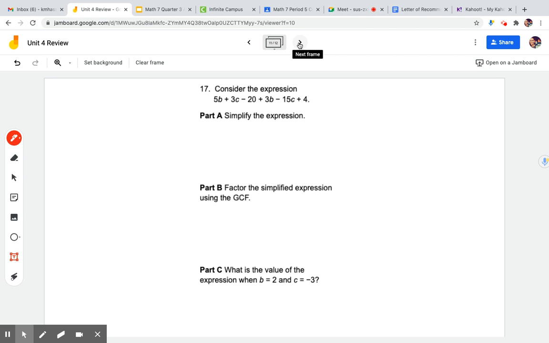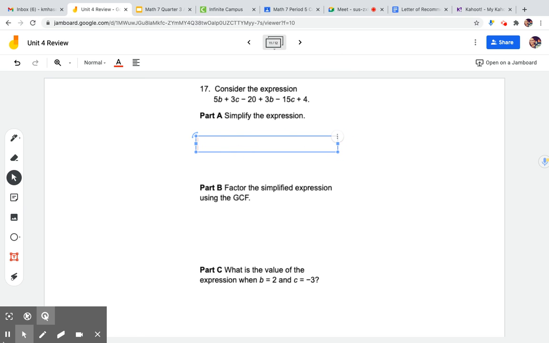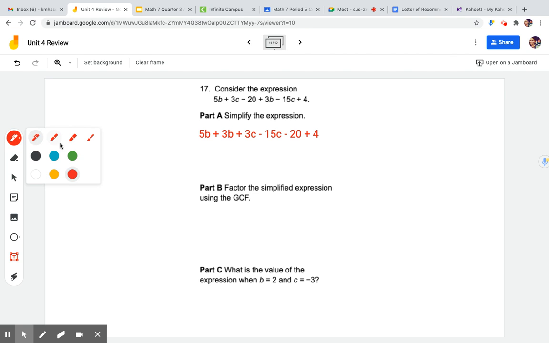Number 17. Oh boy, love this one. Here we go. For part A, we're going to simplify, so we're going to combine like terms. Let's go ahead and use the commutative property to get our like terms next to each other and then go from there. Once you've done that, you can see it's already looking a lot more friendly.